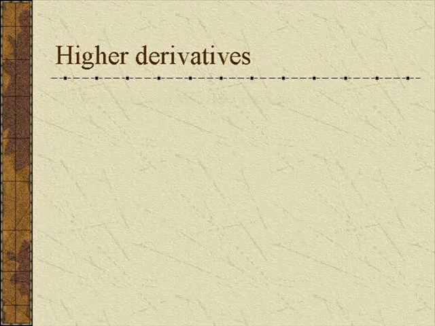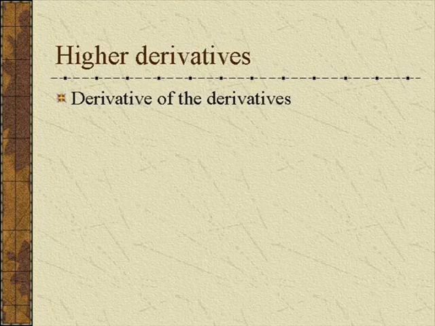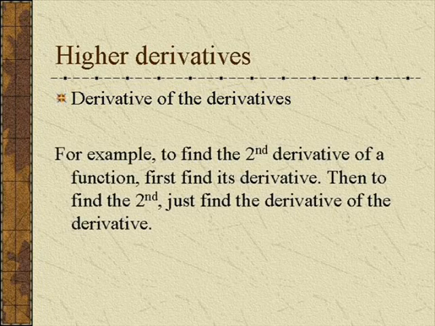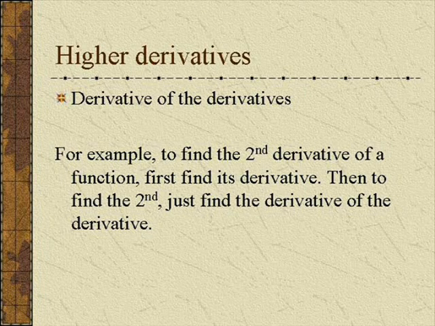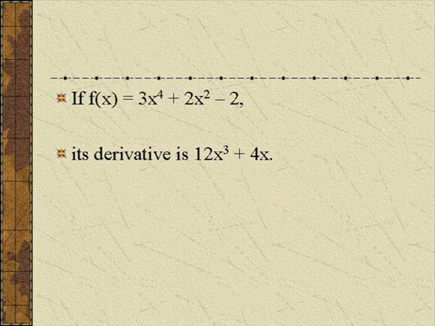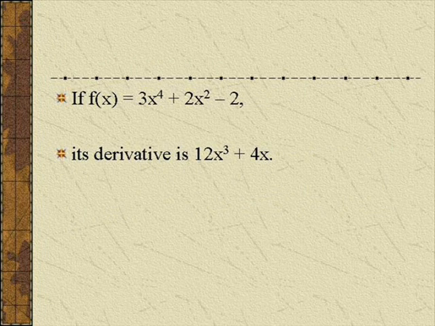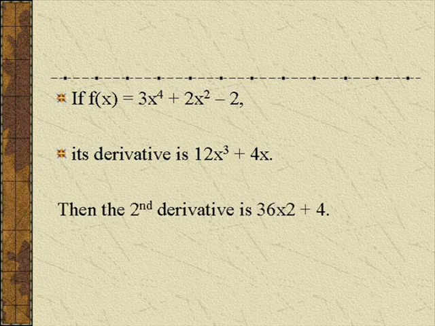Higher derivatives are simply the derivatives of the derivatives. For example, to find the second derivative of a function, first find the derivative of the function. Then, find the derivative of that derivative. For a clearer example, look at this. If f of x equals 3x raised to 4 plus 2x squared minus 2, its derivative is 12x cubed plus 4x. Then the second derivative is 36x squared plus 4. Now you can deal easily with acceleration.